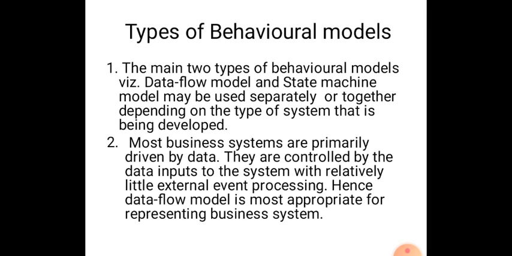Students, we know there are two types of behavioral models. One is data flow model and the second is state machine model. Each has its own identity. So we may use them separately to depict a system, or we may use them together depending upon the type of system that we are developing. Some systems are very simple, some are complex in nature. So to explain the system, we may take help of one of the models or both.